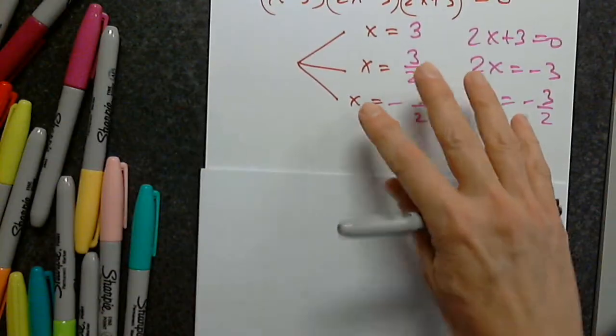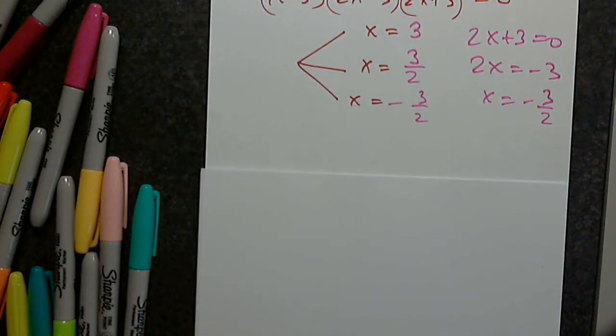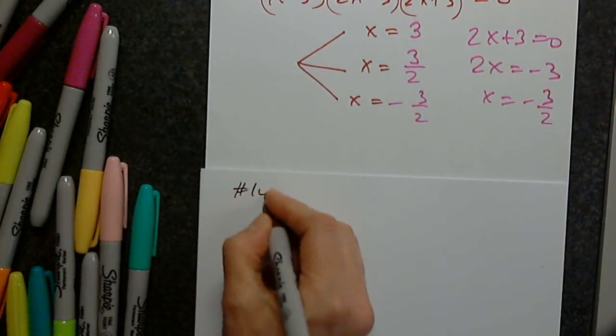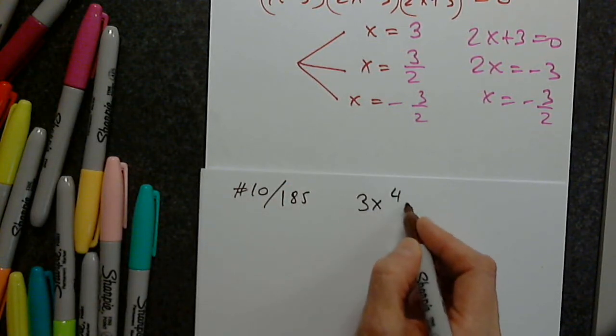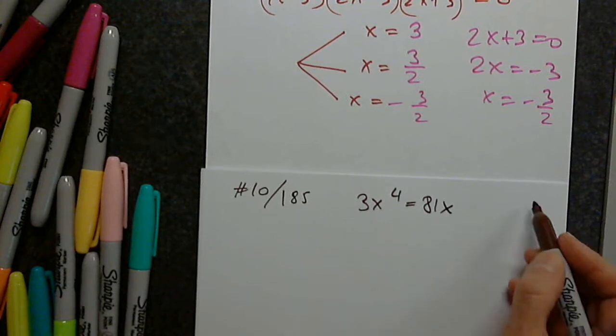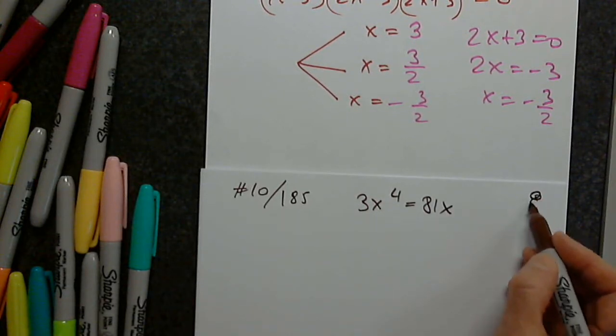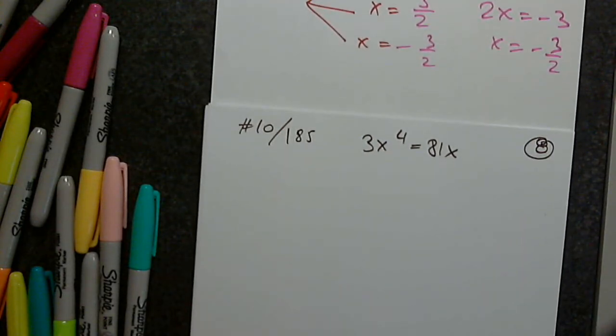Good. Moving on. Let's say one more example, problem 10 on 185. So 3x to the fourth equals 81x. And I'm on page 8. Ready? What type of equation is it? Binomials. What type? It is a polynomial equation. We haven't moved on to anything else.